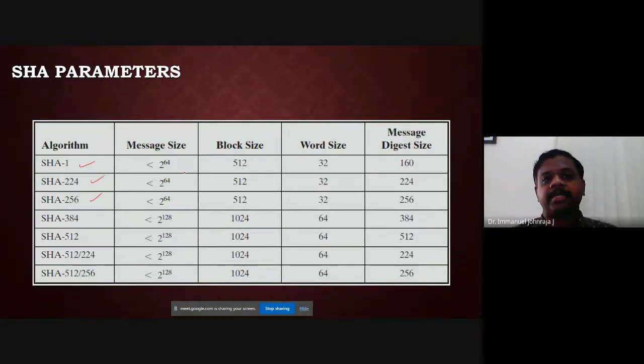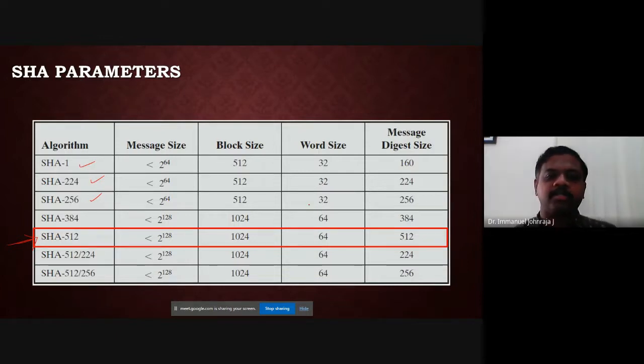The message size, block size, word size, digest size, everything is tabulated here. It's better if you know all of them. There is nothing technical to explain. Though all these versions are available, we are going to give our attention to SHA-512 during our discussion today. So we are going to learn about SHA-512, how it takes the input, and what the various processing steps are that the message has to go through to get the final output.